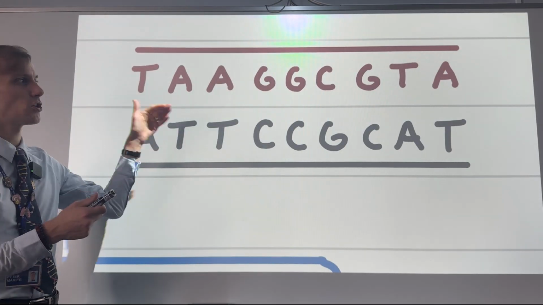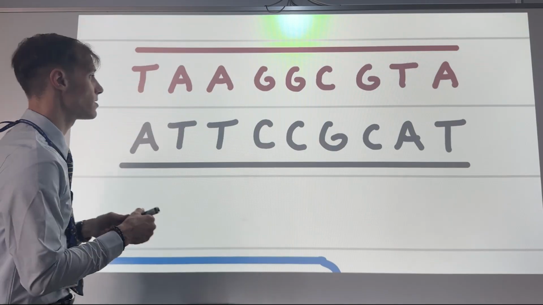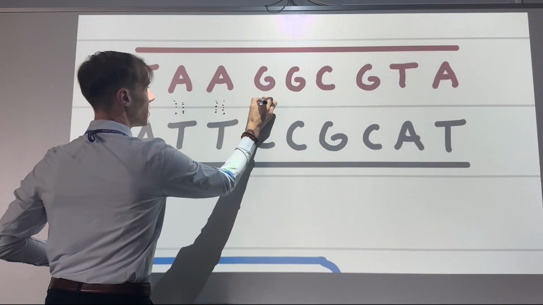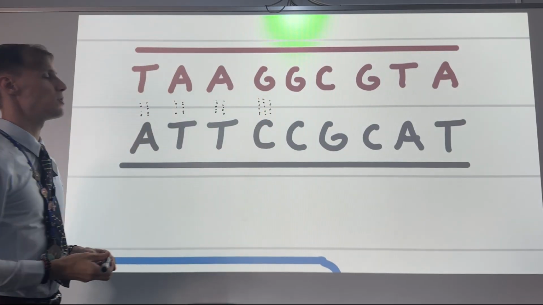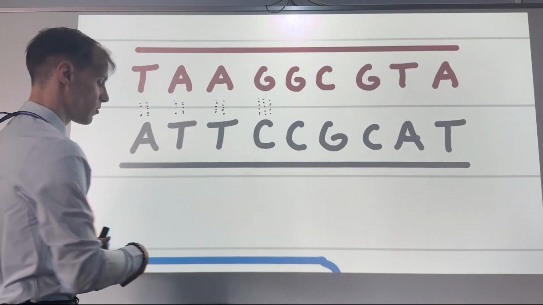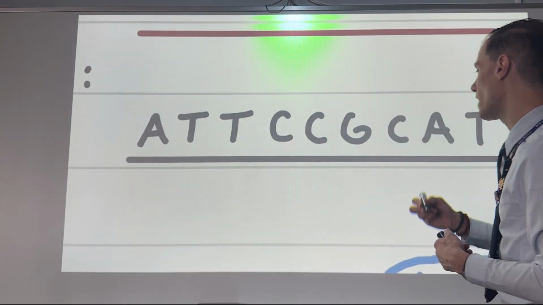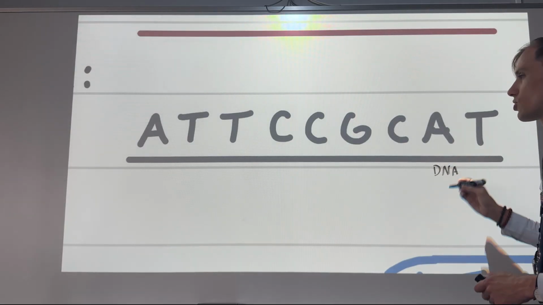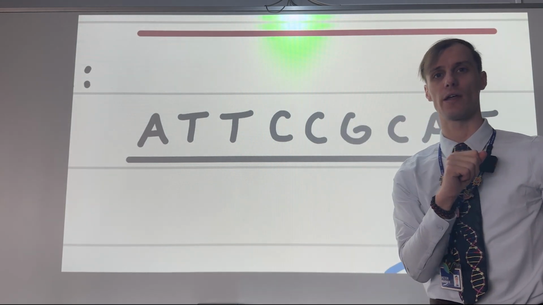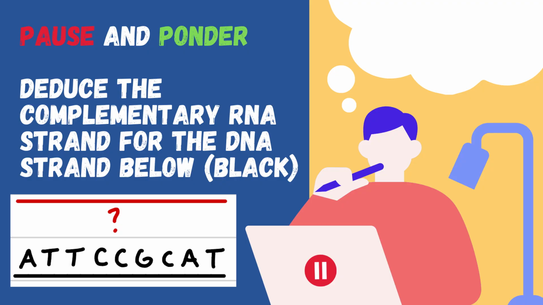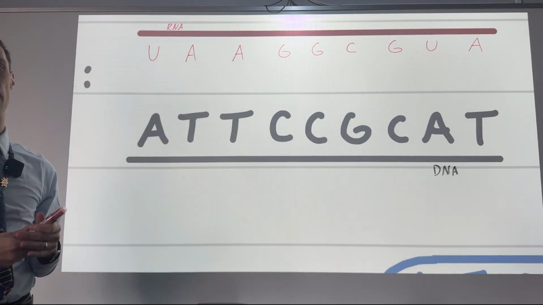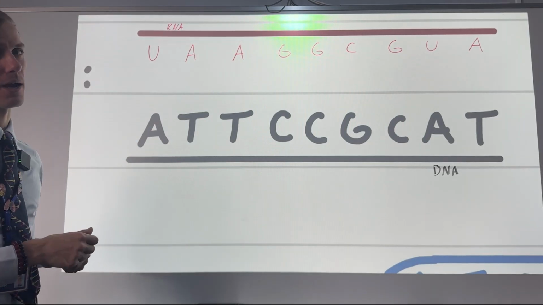Now, a typical convention when showing this is you don't have to show the hydrogen bonds, but just remember that this is where the hydrogen bonds would actually be. So when we're doing genetics, you don't actually have to demonstrate these hydrogen bonds, but keep in mind that this is where they would be. Let's imagine I have a DNA strand here. You should also be able to deduce the complementary RNA strand. Complementary base pairing, again, is not just in DNA, it also allows for RNA to bind complementarily.